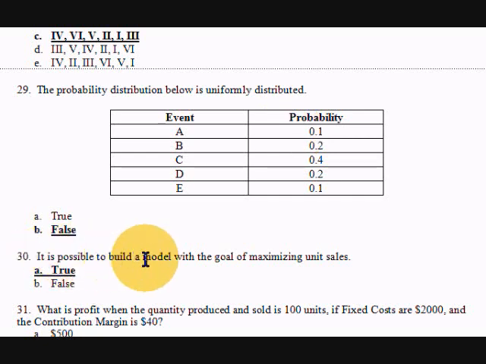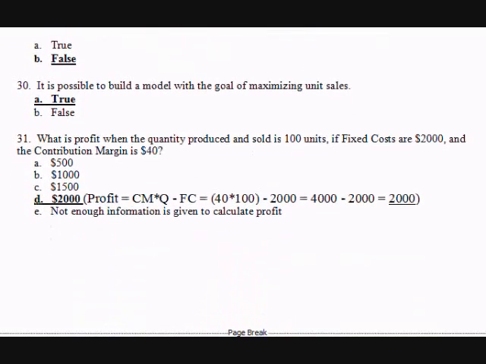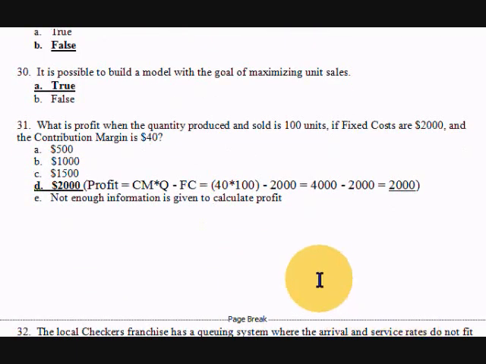Is it possible to build a model with the goal of maximizing sales? Of course it is. We can maximize sales, we can maximize profits, we can really set anything to be the goal of our model. What is the profit? So this is again a pretty simple profit model. When we have a quantity produced and sold as 100, fixed cost 2,000, contribution margin 40, our simple profit, contribution margin times quantity minus fixed cost, do the math, we come up with 2,000.